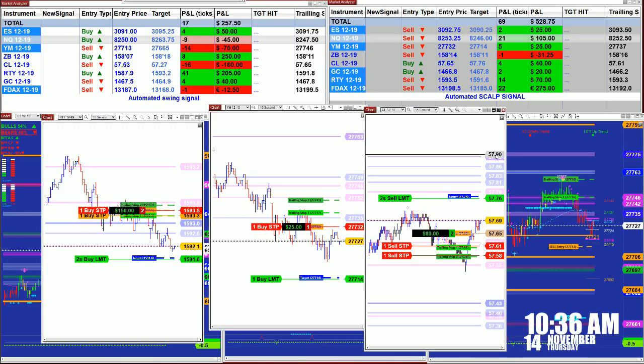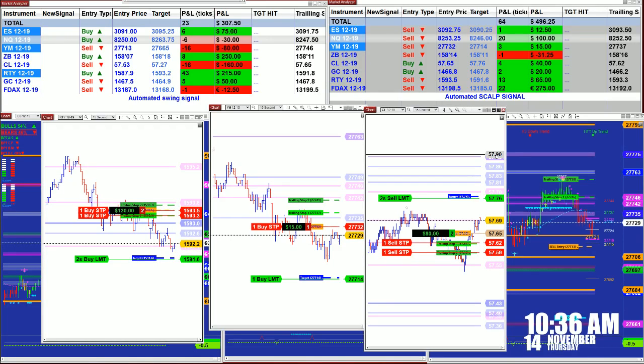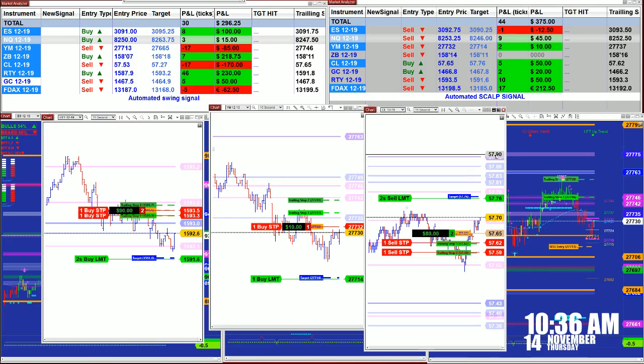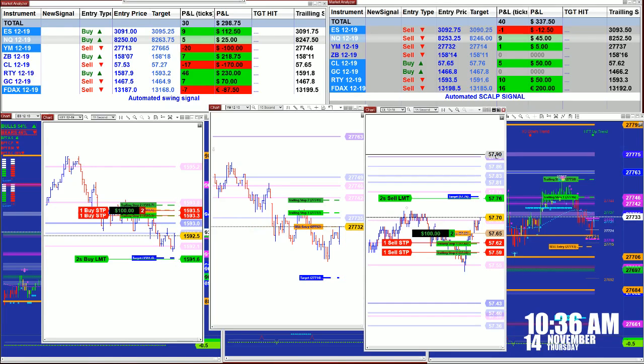Once we break the fib line on 57, there we go, 57.69, we are going directly to the target. So 200 here, 120 here, and you're done for today before you know it.